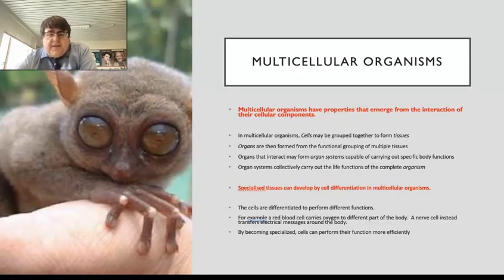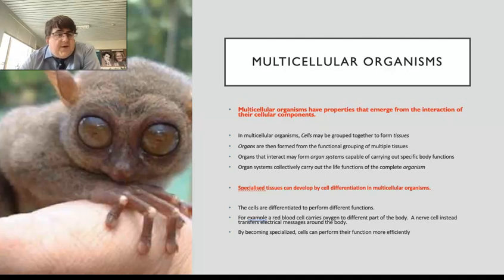Moving on lastly to multicellular organisms, the last slide we'll be looking at in this presentation. Multicellular organisms have properties that emerge from the interaction of their cellular components. So, multicellular organisms, again, are organisms made up of more than one cell. Their cells will be differentiated, and each cell will have a different function in the body. To start with, we may get a whole group of cells that have the same type of cell grouped together to form what's known as tissue. And then you'll get multiple different types of tissue forming together to form an organ. And then those organs will interact with other organs, creating organ systems which will carry out specific body functions.